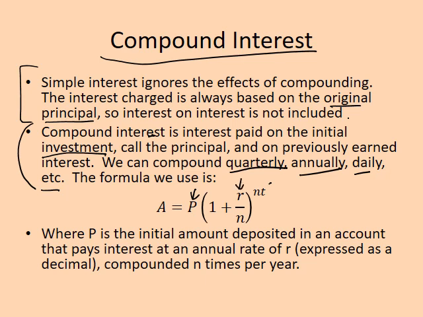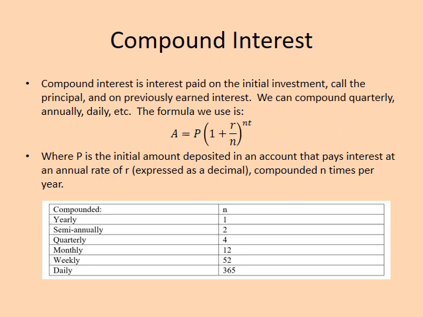R is the percent interest that you're given. N, and this is the same N, is how it's compounded, and T is your time period, almost always in terms of years. As we discussed in the previous slide, N means monthly, yearly, quarterly, and there's a bunch of different options.